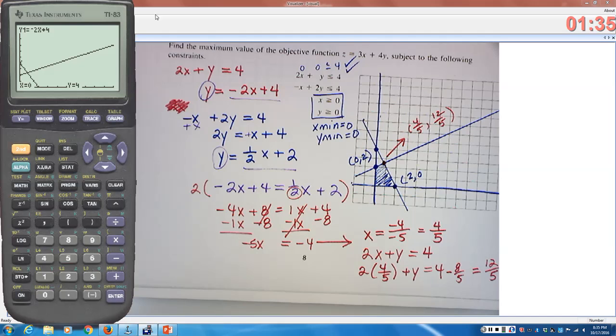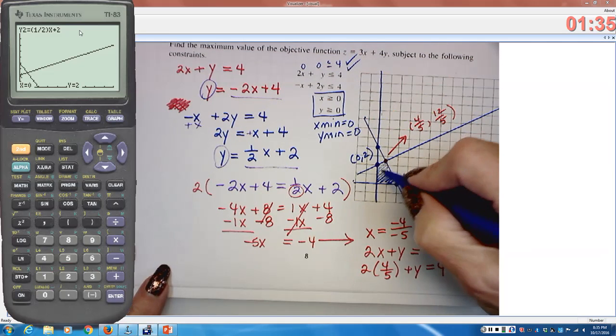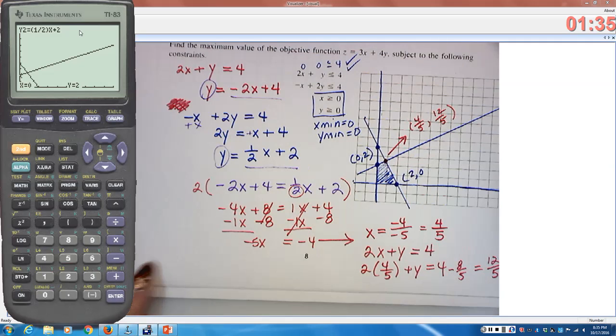And there's the other one. And if I jump down to that graph, it gives me 0, 2. So those are my feasible. This is my feasible region, and these are my corner points. Okay? The only one I had to really work for was the intersection point.